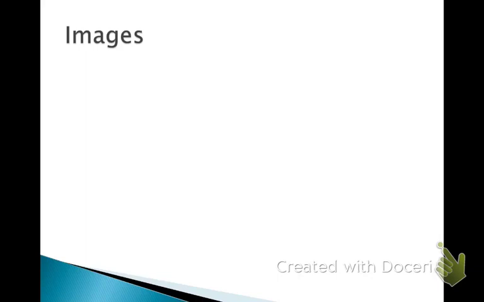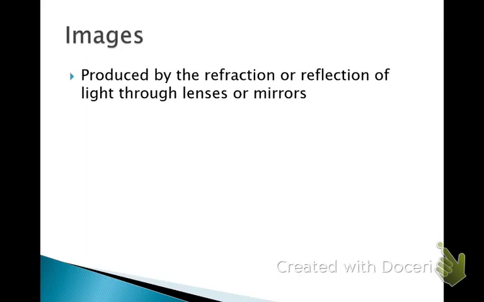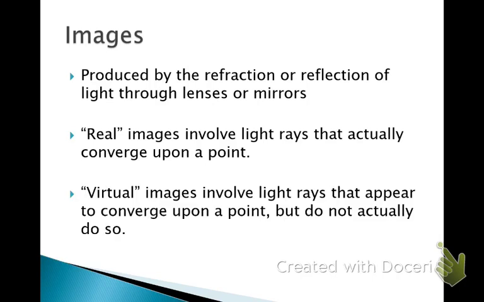Images, forming images through lenses and mirrors. So it's produced by either refraction of light or the reflection of light through a lens or a mirror. You can get real or virtual images. Real images are where the light rays actually converge, where you see the image. Virtual images are where the light rays don't actually converge there. It's kind of a trick of the brain, is how I like to think of it, at least.